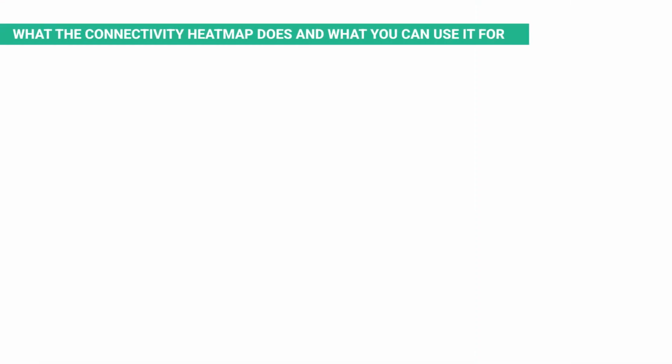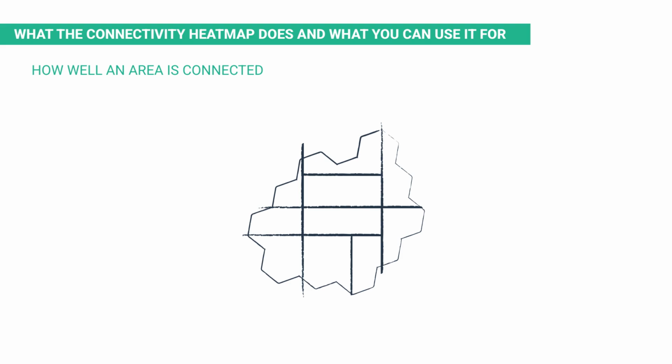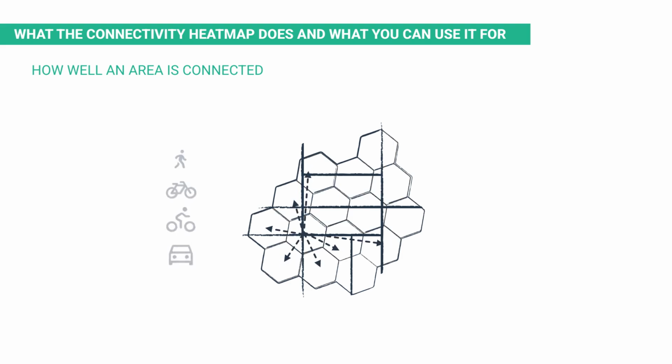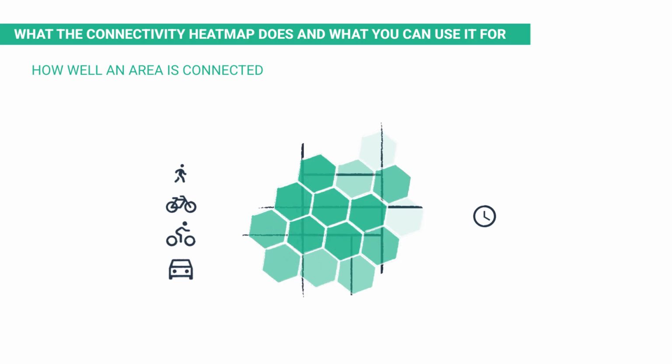Let's take a quick look at what the Connectivity Heatmap does and what you can use it for. It shows how well an area is connected by using real street network data to find which areas are reachable from each hexagon using the set mode of transport within the specified time limit. Then it sums the reachable areas to show the overall connectivity.